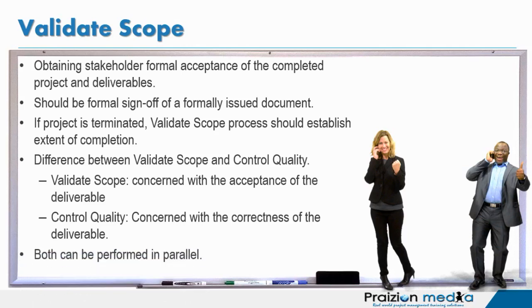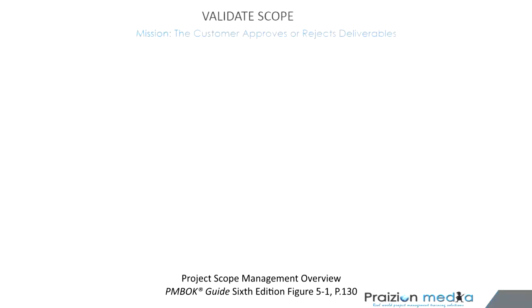Bear in mind, though, that both validate scope and control quality can be performed in parallel. You could have the team performing the work, checking the deliverable, and as they're checking some of the deliverables, those that have been checked are also being checked by the customer. They can be performed in parallel.